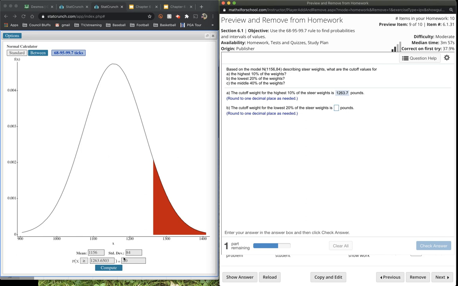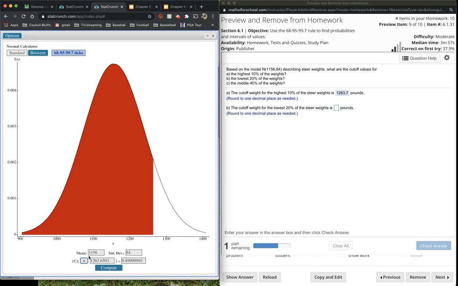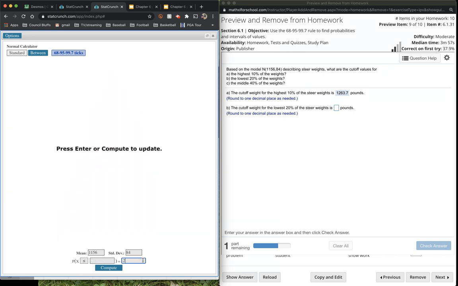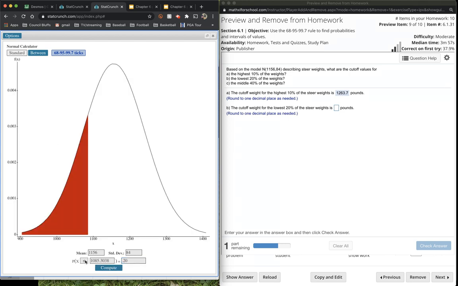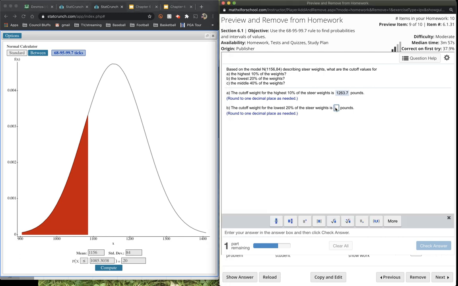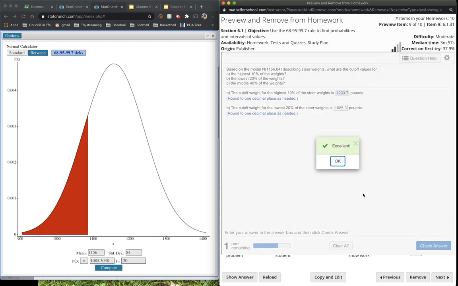Okay. So when I do part B, the lowest 20%, I'm going to do the same thing, except I have the mean, standard deviation. I'm going to make this less than now because I want the lowest. And then after the equal sign, I'm going to put 0.20, so 20% as a decimal. So less than and 20%, and there's our answer here. So rounding to 1 decimal place would be 1,085.3 pounds.